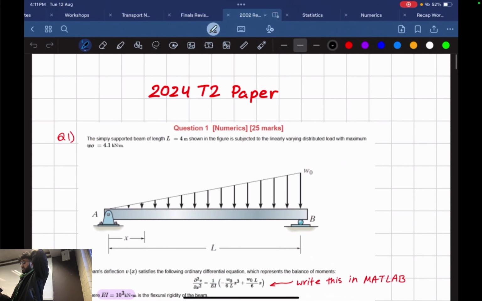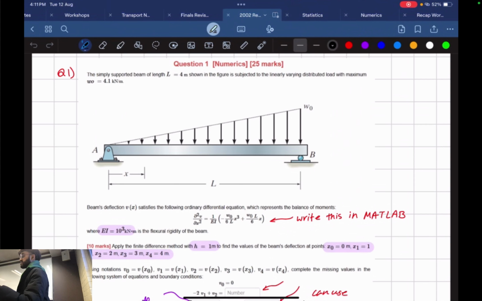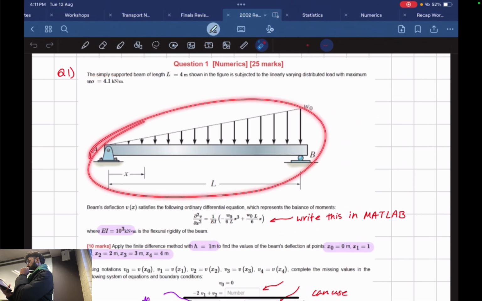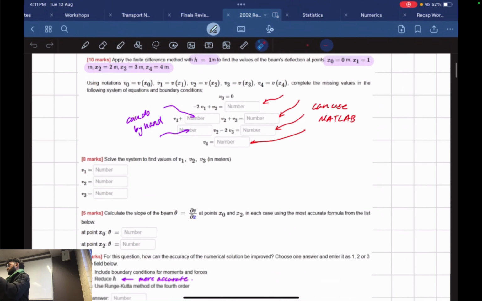So let's get started with this question. This is a civil engineering based question using finite element analysis. A simply supported beam of length 4 meters, shown in the figure, is subjected to a linearly varying distributed load with maximum W0 of 4.1 kilonewtons per meter. They've given us a diagram, and I'll explain why it's pretty useful in a bit. If you've done Eng 2400, it will be good, because some of the questions to do with slopes as well as shear.